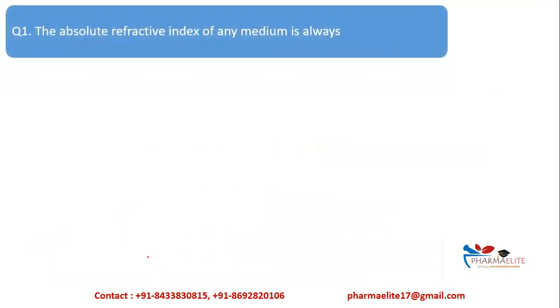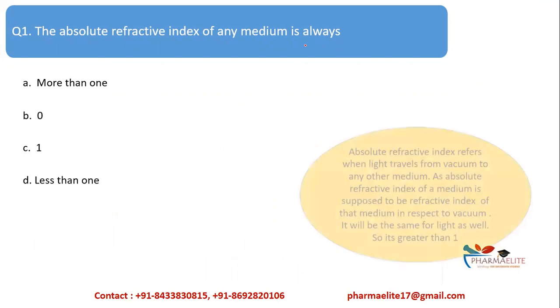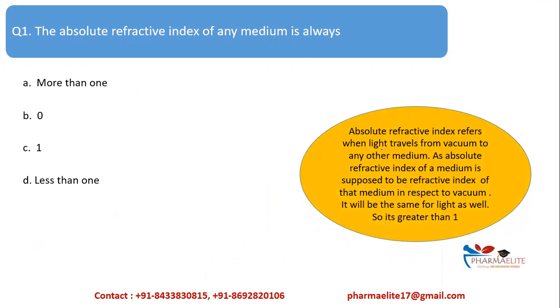The absolute refractive index of any medium is always dash. What is our first question? The absolute refractive index for any medium is more than 1, 0, 1 or less than 1. Now what do you mean by the term absolute? Absolute means we are comparing it with some other medium. So absolute refractive index refers to when light travels from vacuum to any other medium. The absolute refractive index is the refractive index of that medium with respect to vacuum. That is, you are comparing that medium with vacuum.